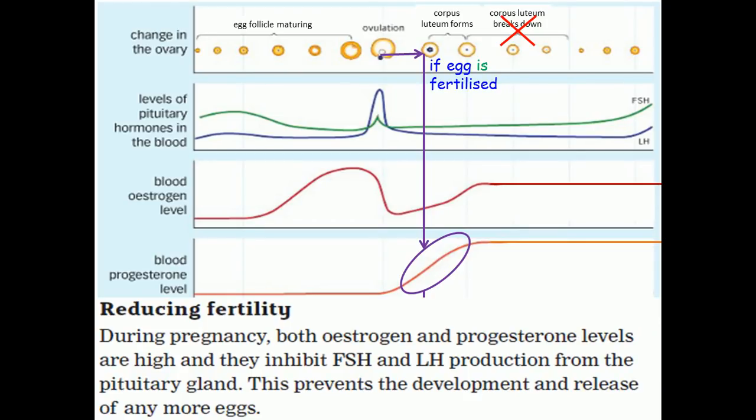And during pregnancy, both estrogen and progesterone levels remain high because the corpus luteum doesn't break down. And remember, their function is also to inhibit FSH and LH. Now, inhibiting FSH means that an egg follicle can't be matured, and inhibiting LH means that an egg can't be released, so ovulation can't occur. So looking at those two examples, you can see that in pregnancy, estrogen and progesterone levels remain high and inhibit FSH and LH, and this prevents the maturity and release of another egg. And this is why if you're pregnant, you can't get pregnant again at the same time.